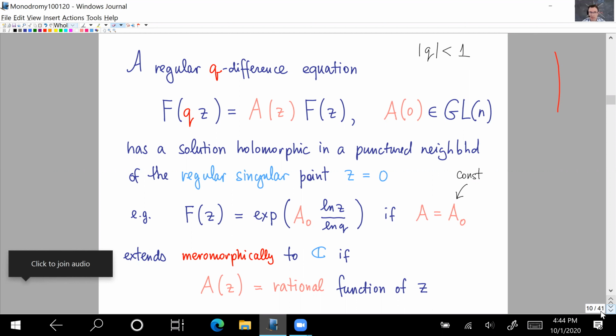So a regular q-difference equation would be something of this kind, and regular means that the matrix A(0) is regular and invertible. And then there is the Stokes phenomenon for q-difference equations, like the irregular theory.